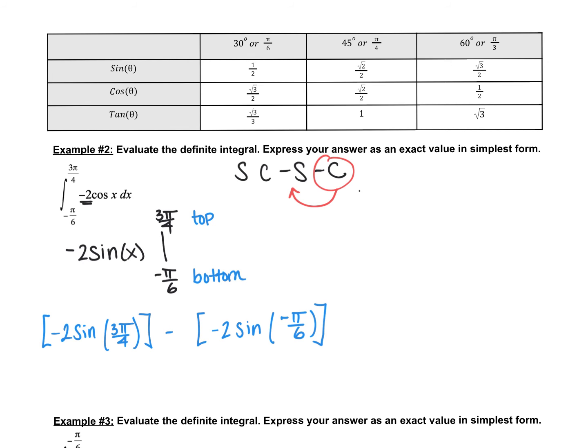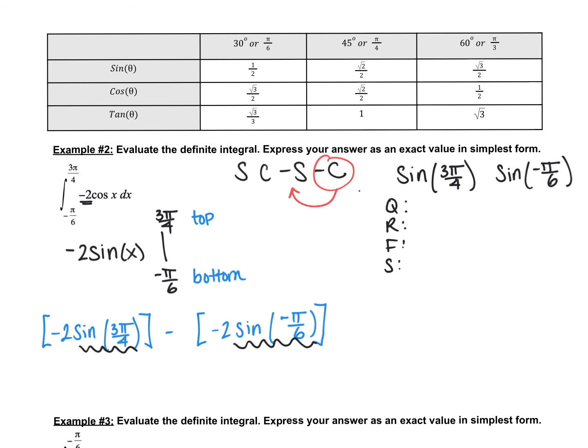In order to finish this problem, we just need to evaluate sine of 3 pi over 4 and sine of negative pi over 6. I'm going to do it on the side separately, and then we'll put it back in. We need quadrant, reference angle, function, and sign, the acronym Q, R, F, S, for both of them. So we need that for this one, and then we also need it for sine of negative pi over 6.